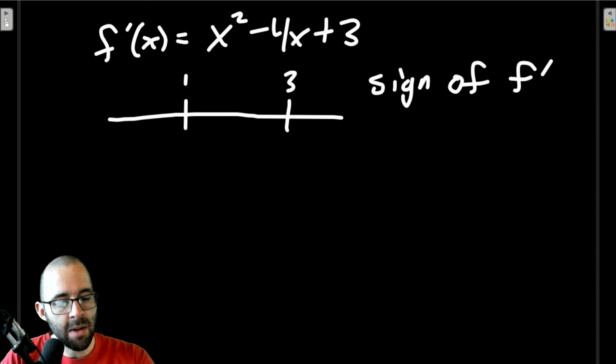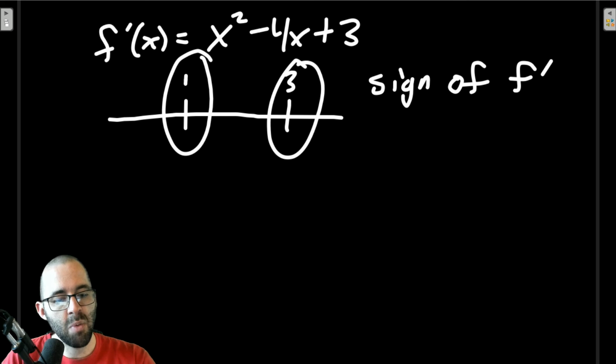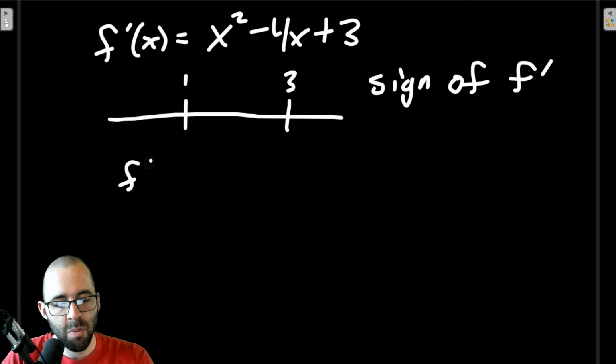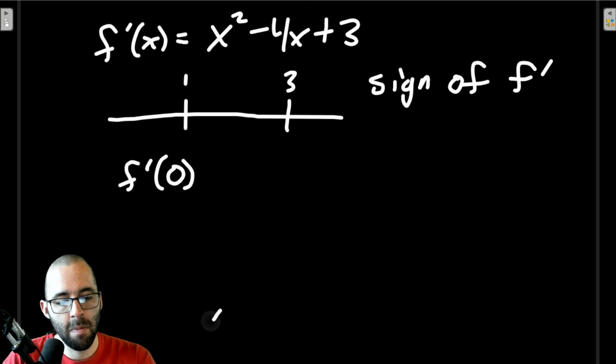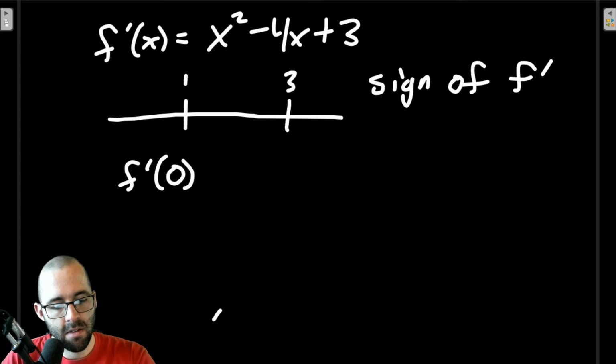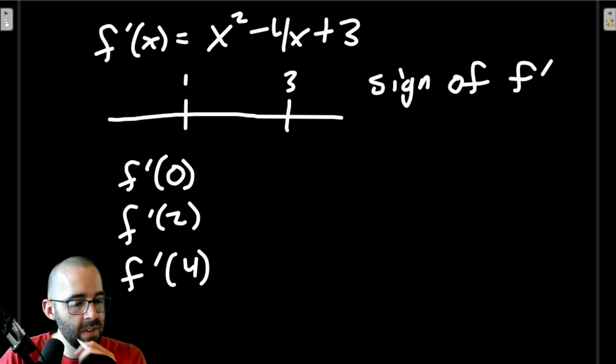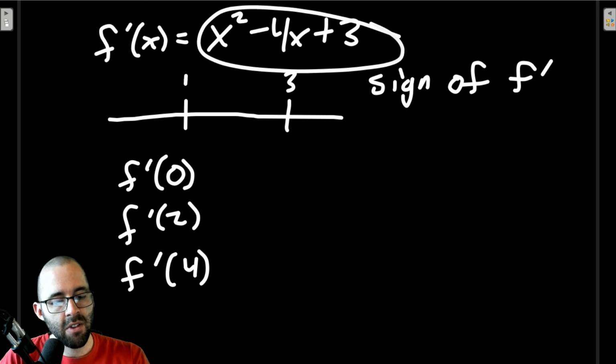Because we know that f prime equals 0 at these specific points. So what happens on either side? We'll just pick some points. Pick a point to the left of 1, maybe 0. Pick a point in the middle, maybe 2. Pick a point to the right, maybe 4. And we're going to look at the sign of the derivative here. If you plug in 0 into the derivative function, you should get 3.